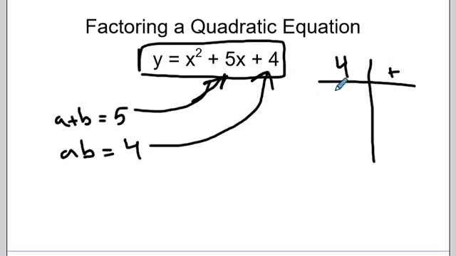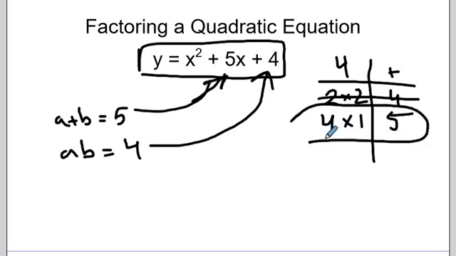So let's start with the easy ones. Let's go 2 times 2. Well, when we add 2 and 2 together, we get 4, but we're looking for 5. That's no good. Let's go with the other one. Come on, there's only one left. 4 times 1. When we add those together, it's 5. That's what we're looking for. You probably beat me to that. So 4 times 1. So 4 and 1 are our two numbers.